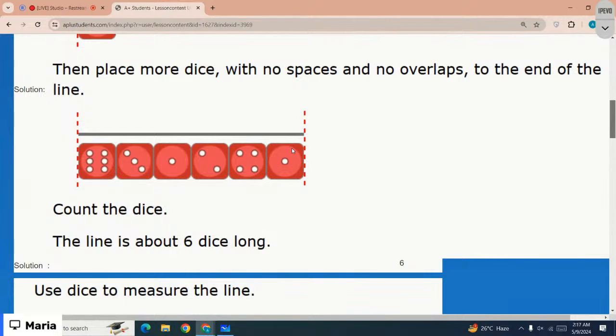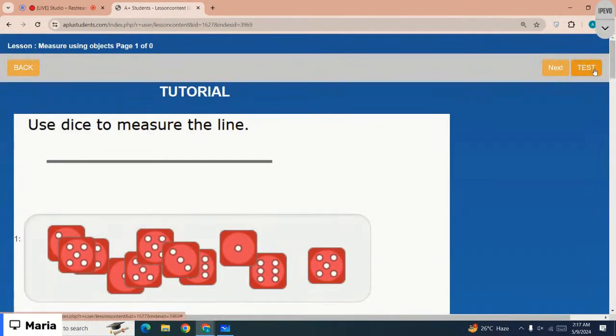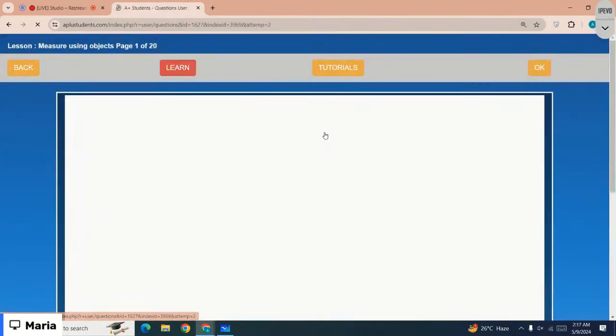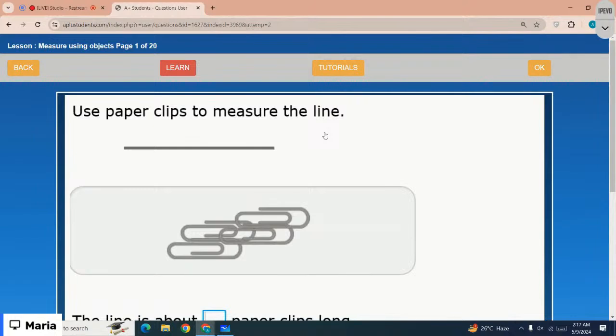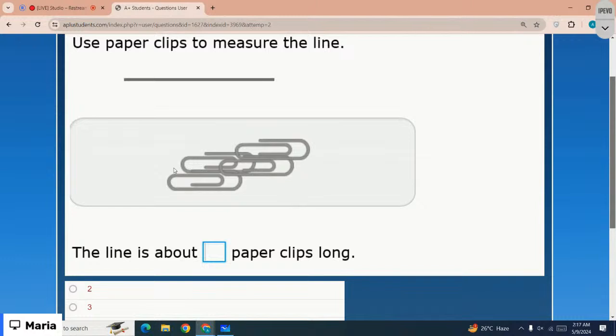Let's just start with the test questions. Basically, you have to align the dice with a line, then you have to see how long is the line according to the length. We are learning to measure the length of the different objects. Use the paper clips to measure the line. So how long is the line? You have to start the left end of the paper clip with the left end of the line, and then you have to keep placing them one by one. So the line is about how many paper clips long?